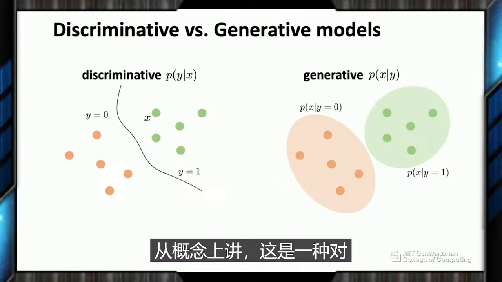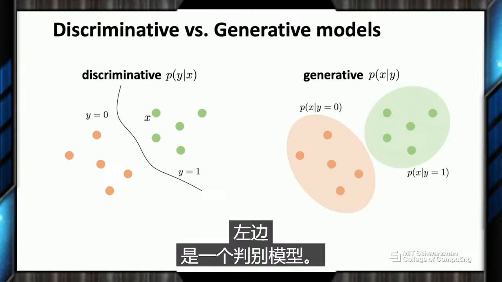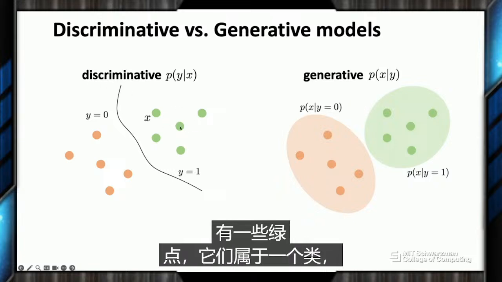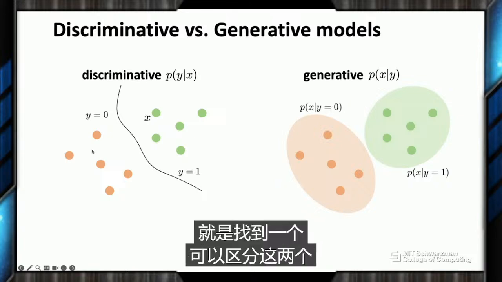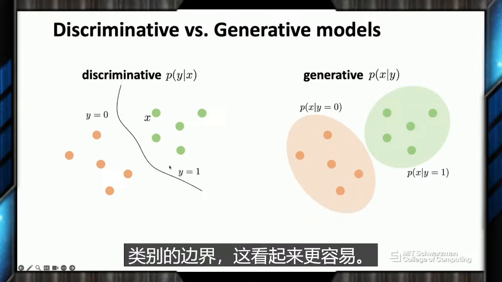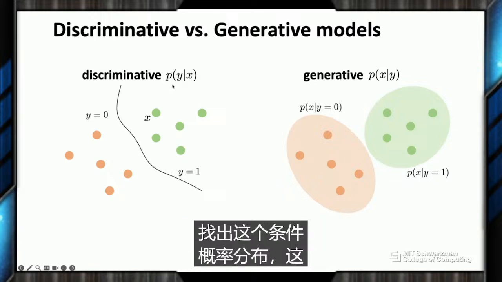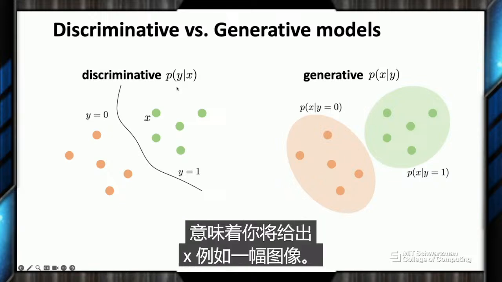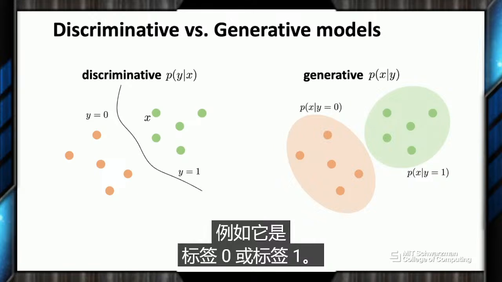Then, conceptually, this is kind of a probabilistic visualization of what would be a discriminative model and what would be a generative model. On the left-hand side is a discriminative model. You have some green dot, which is one class, and some orange dot, which is another class. So the goal of a discriminative model is just to find a boundary that can separate these two classes, which seems easier. Then conceptually, the task is to find out this conditional probability distribution, which means you will be given X, such as an image, then you want to estimate the probability of Y, such as it is a label 0 or label 1.